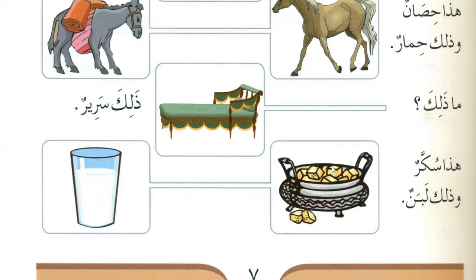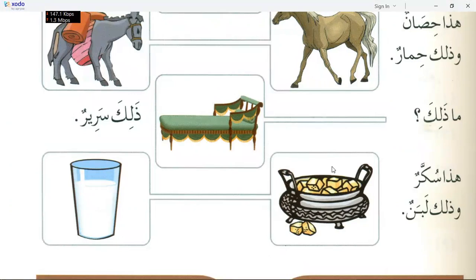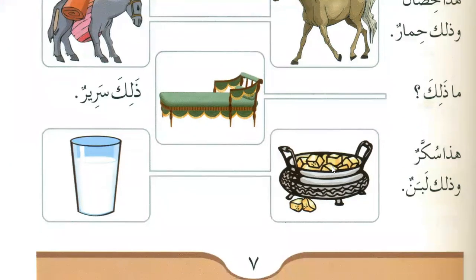Ma dhalika? What is that? Dhalika sarirun. That is a bed. Hada sukkar wa dhalika laban. This is sugar, and that one is milk.